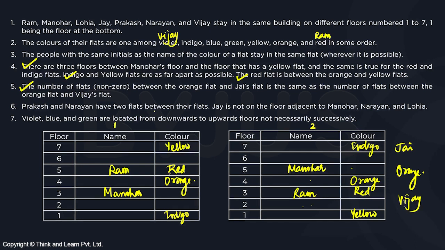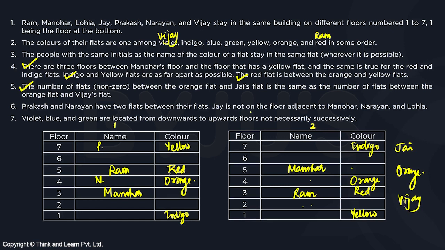Now, Prakash and Narayan have 2 flats between their flats. So if I put Prakash at 7, Narayan will be at 4th. If I put Prakash at 6, Narayan will take 3rd, which is already occupied. If I take Prakash at 5, not allowed. If I take Prakash at 4th, Narayan can go at 7th or maybe at 1st. So there is a gap of 2, right? Okay, so suppose Prakash is here and Narayan is here.